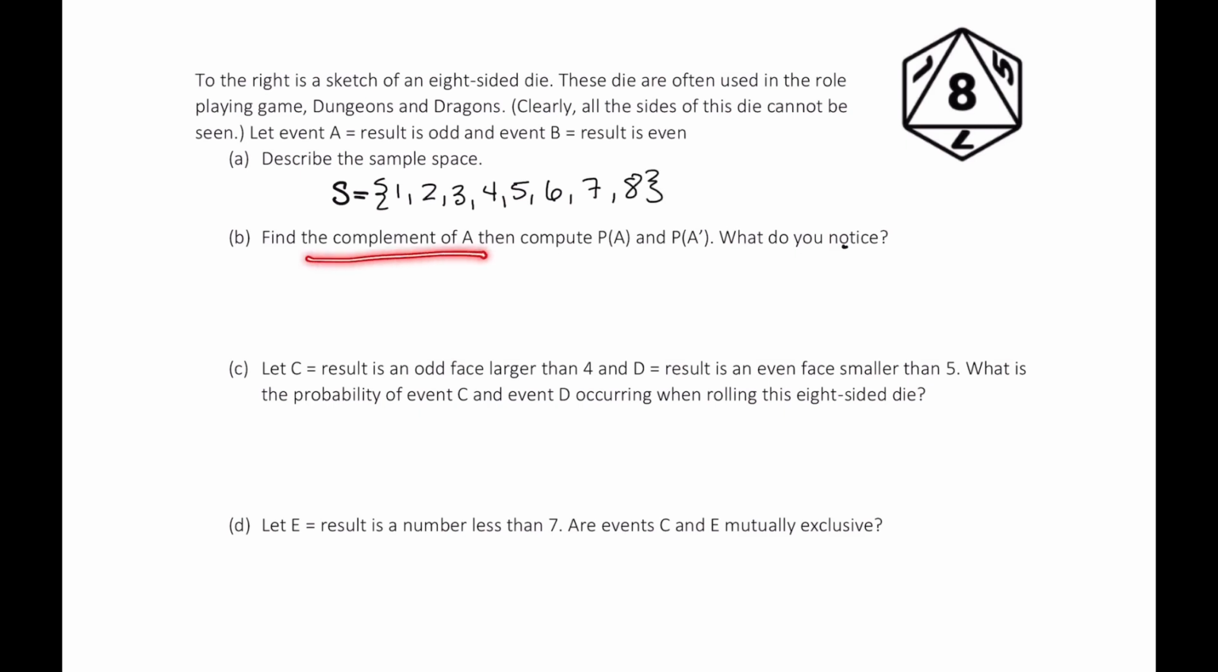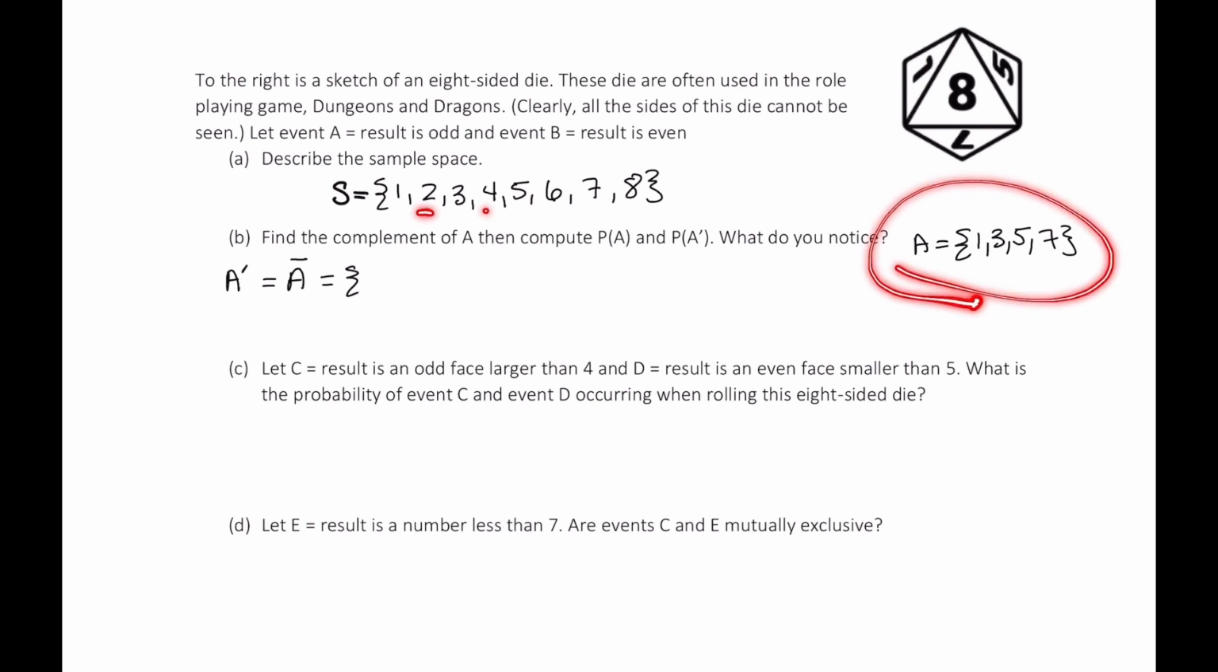Now let's find the complement of A, and then compute the probability of A and the probability of the complement. The complement of A can be denoted two ways. You can denote it with an apostrophe as I've done here, or you can denote it with a bar on top, and I'm going to include both just so you remember that both of these are the complement. A is the result is odd. That means that A is equal to 1, 3, 5, 7. So A complement are all the outcomes from our sample space that are not in A. That's 2, 4, 6, 8.